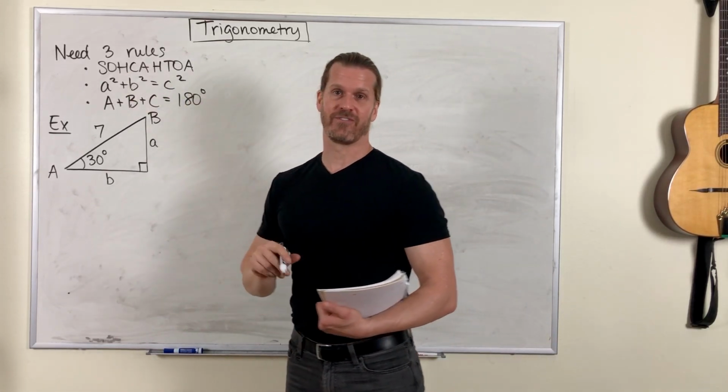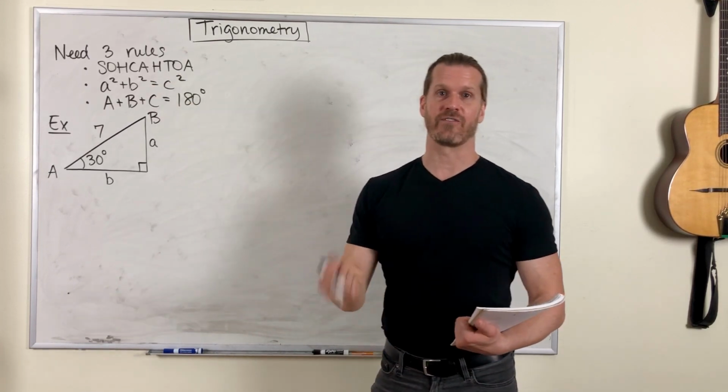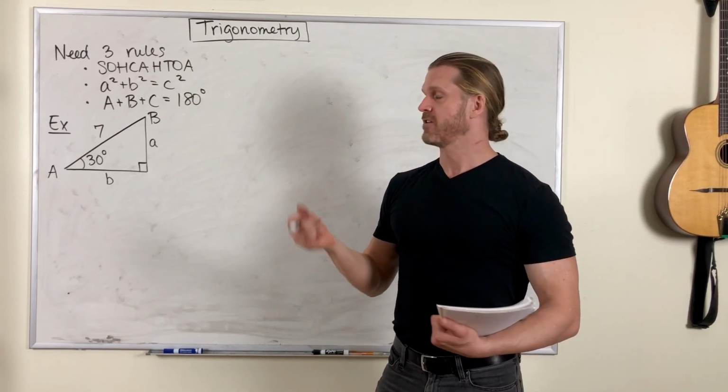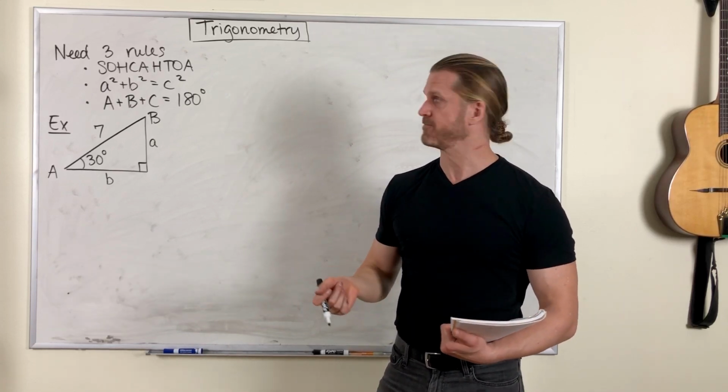You may remember this little phrase, SOHCAHTOA. Sine is opposite over hypotenuse, cosine adjacent over hypotenuse, tangent opposite over adjacent.